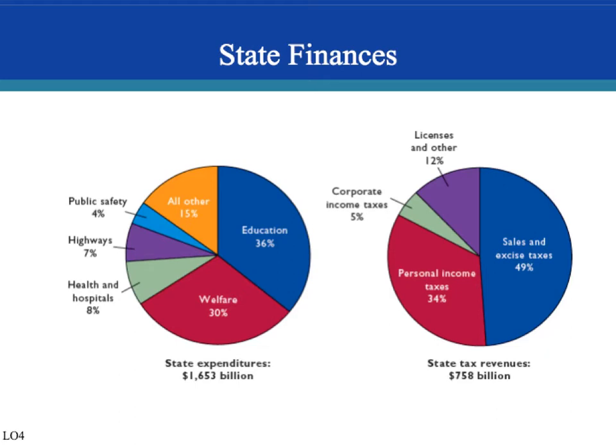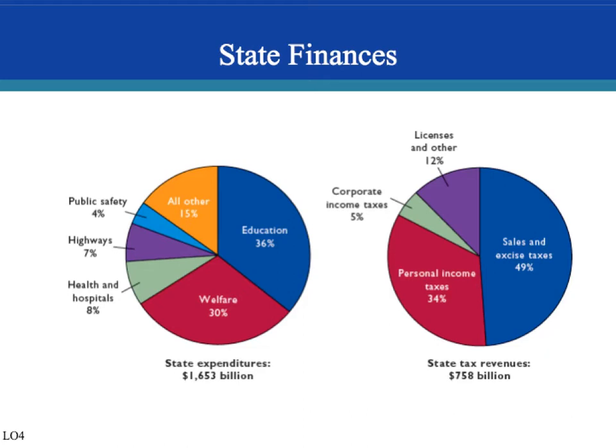All right. State governments also earn money from tax revenues and then spend money. Here we have that sales tax and excise taxes account for almost 50% of all tax revenues. Personal income taxes are 34%. Corporate income tax is 5%. And then the revenues they earn from licenses and other things, such as fees from registration stickers, etc., are 12%.